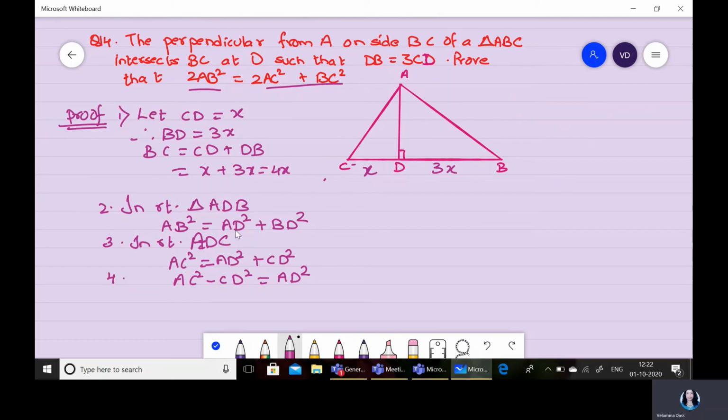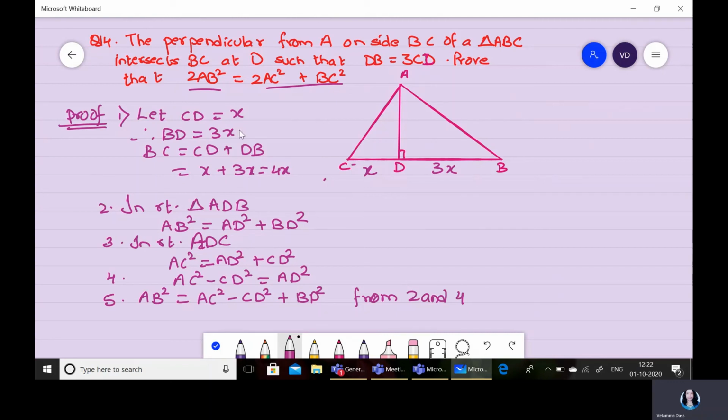So I can replace this AD square with AC square. So here we are doing AB square equals, so instead of AD square, students, I'm writing in terms of AC. So I can write AC square minus CD square plus BD square. So here I will write the reason: this is from 2 and 4.